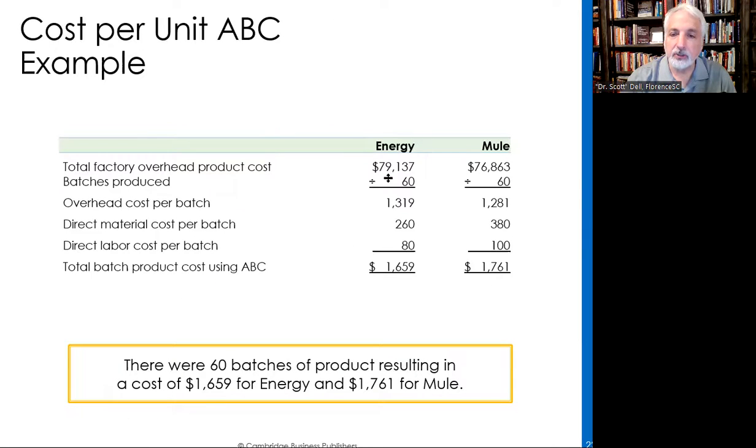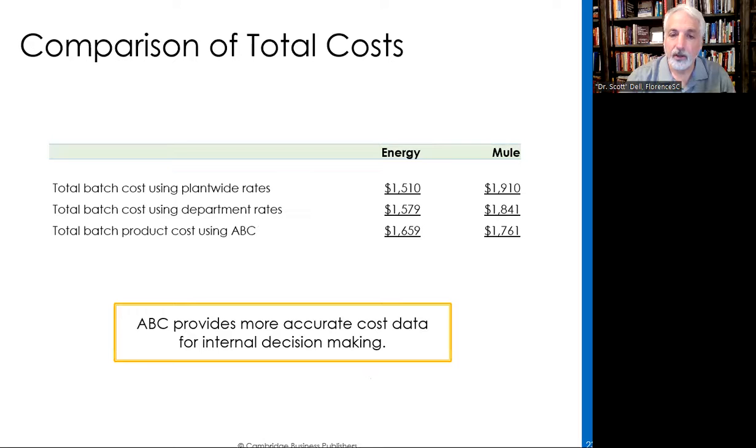So with ABC, cost per unit, total batches were 60 batches, resulting in a cost of 1659 and 1761. Those are the costs associated with the different product lines, the energy drink, the mule drink. If we compare plant-wide rates, 1510 and 1910, using departmental rates, and batch using ABC, we're looking at different costs here. And the mule is cheapest with ABC, and energy is the most with ABC, compared to a plant-wide versus departmental versus an ABC methodology.